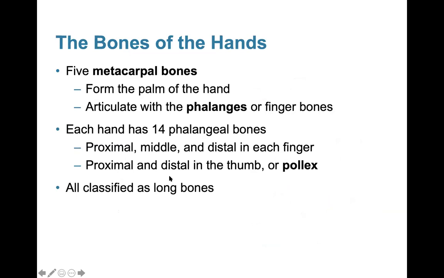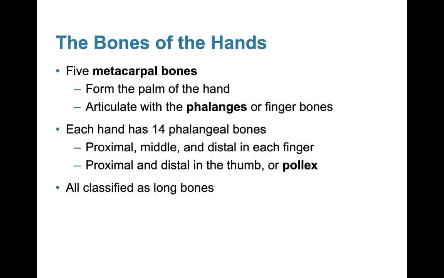In the hand, we'll have 5 metacarpal bones. They form the palm of the hand, and they articulate with the phalanges or finger bones. Each hand will contain 14 phalangeal bones, a proximal, middle, and distal in each finger, and a proximal and distal in the thumb, or the pollex.